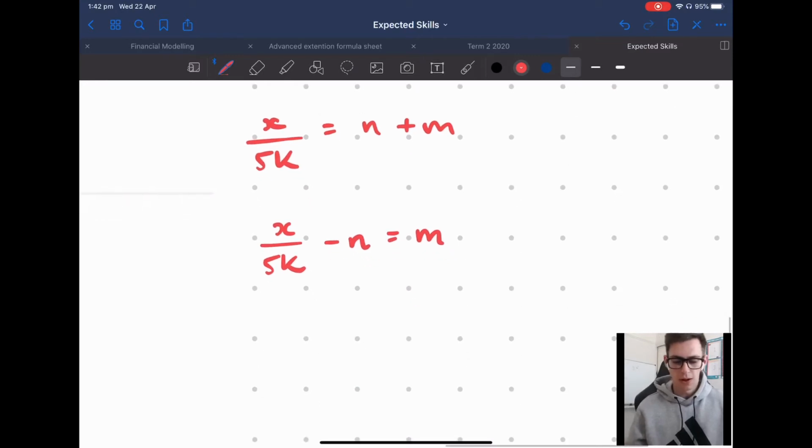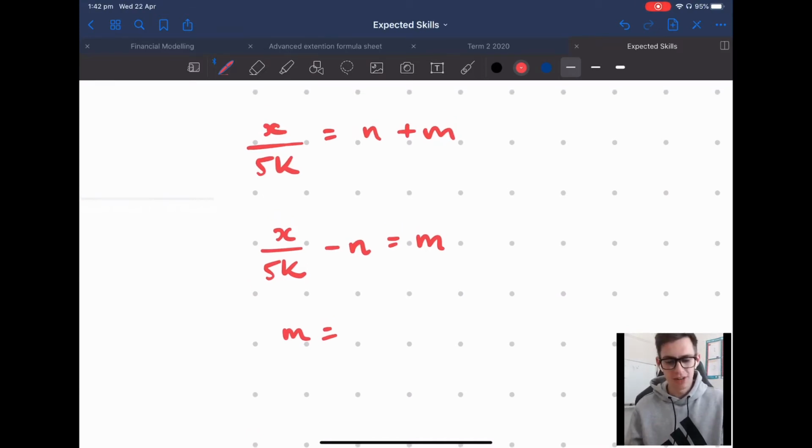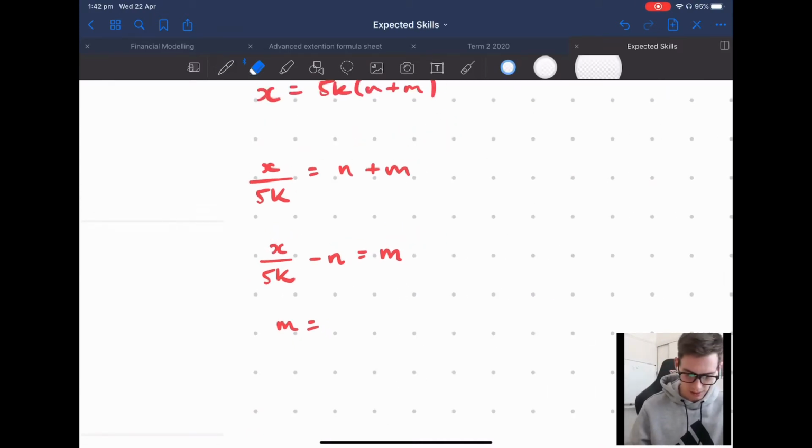I'm done. What a lot of my year 12s like to do is they like to have m equals on the left side and then everything else on the right, just because we tend to read left to right. Totally not necessary, but if you find that a bit more comforting and easier to work with, go for it.